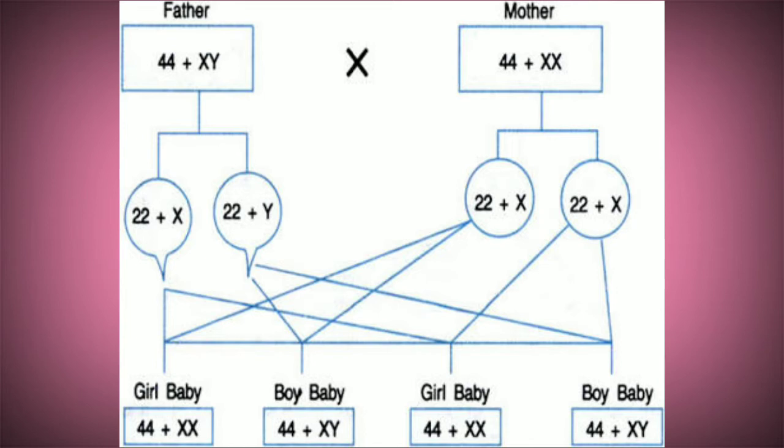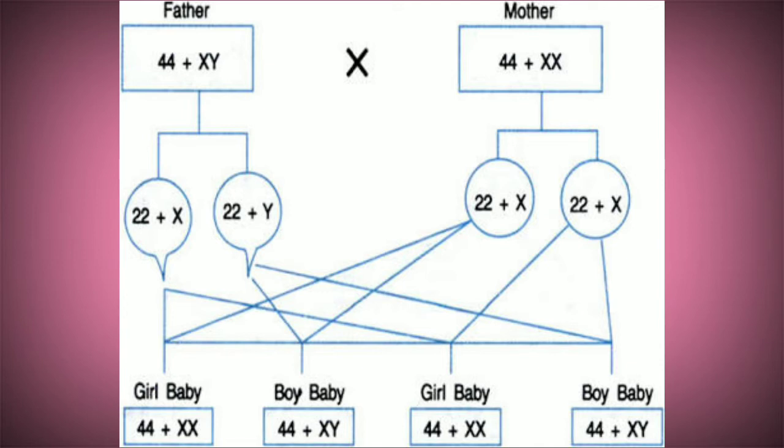So the parents here will be male and female, as I'm saying about the human being. So this will be easier for you now. The parents will bear 44 plus XX for the female and 44 plus XY for the male. As we know, the females are homogametic, therefore the gametes will all be the same, that is 22 plus X or 22 plus X.